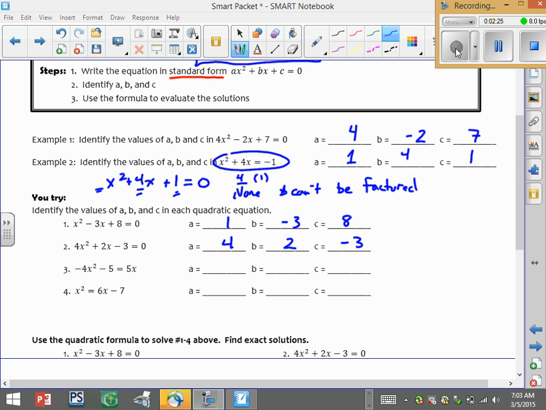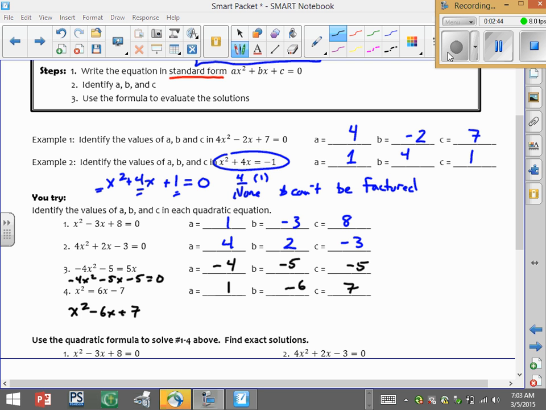So here are the answers for 1 and 2. They're already in standard form. Now, when you look at 3 and 4, adjust those, put them into standard form, and then get a, b, and c. So again, pause the video for a moment and see if you can go ahead and do that.